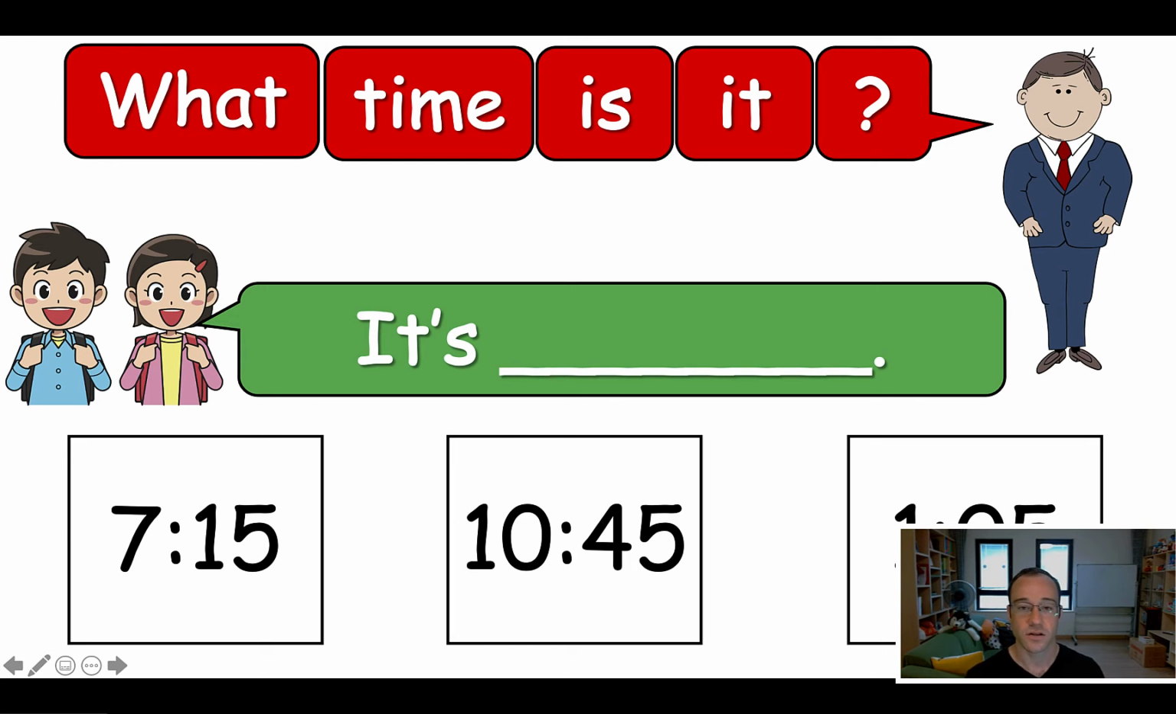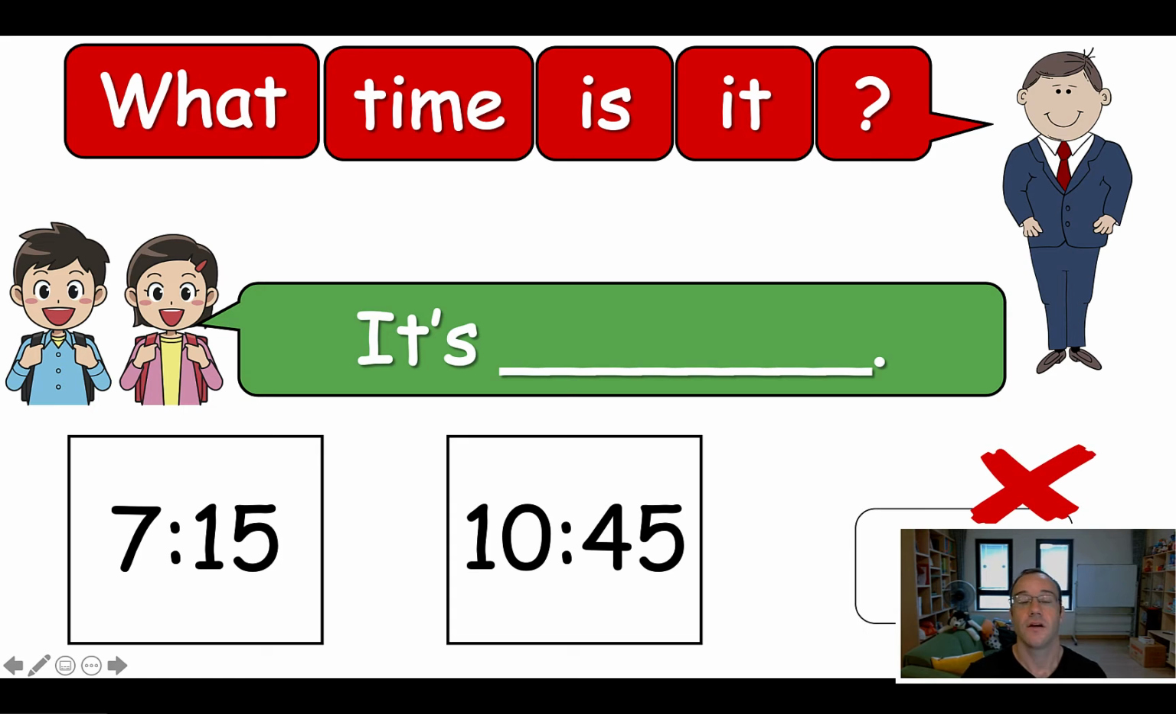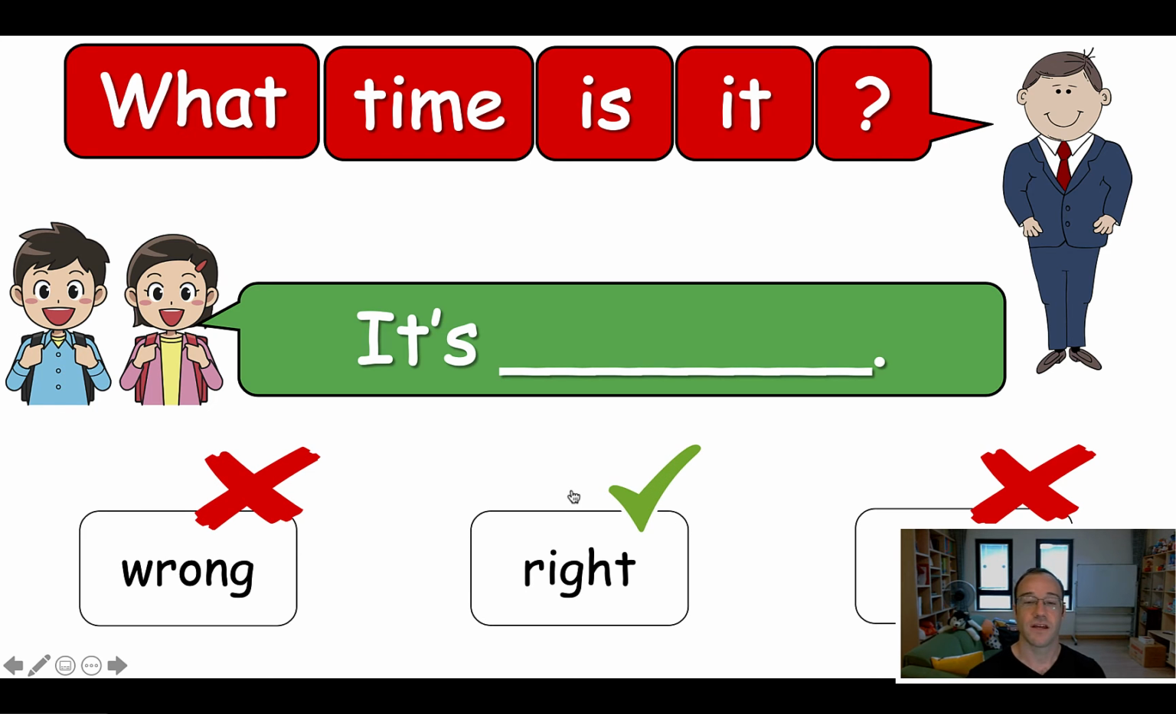So team 1 says, what time is it? And the representative from team 1 needs to choose. It's 7:15, it's 10:45, or it's 1:05. Okay, so let's say they choose 1:05. So they say it's 1:05. Okay, 1:05 is wrong. Now, if they did choose the correct answer, let's see what the correct answer is. Okay, if they did say it's 10:45, they could get an extra 3 points or whatever you like.